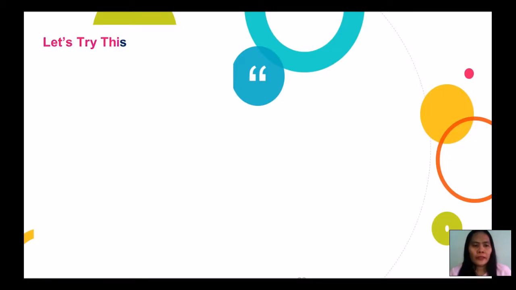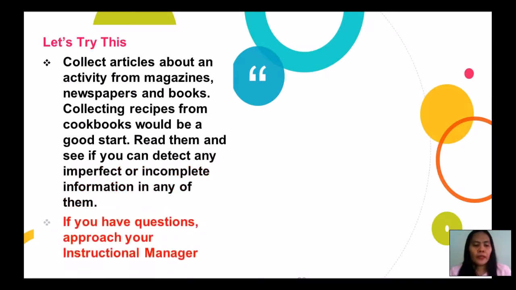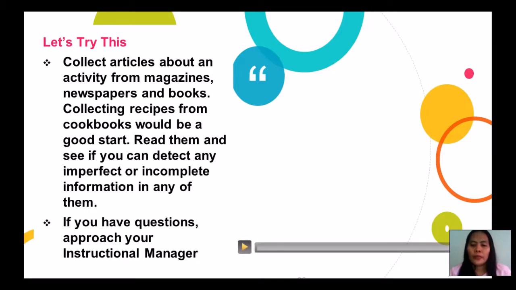Let's try this. Collect articles about an activity from magazines, newspapers, and books. Collecting recipes from cookbooks would be a good start. Read them and see if you can detect any imperfect or incomplete information in any of them. If you have questions, approach your instructional manager. Let's watch a supplemental video about a flourless Milo cake.